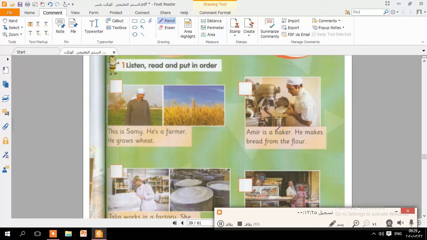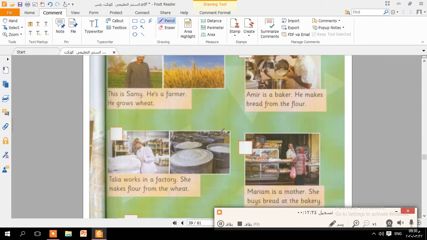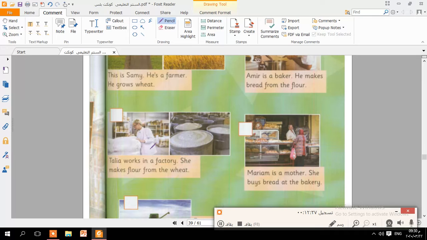Okay, picture number 2. Who is he? He's a baker. Where does he work? He works in a bakery. The next picture. What is it? It's a factory. She makes flour from the wheat. And what is it? It's a bakery, where we can buy bread and cakes.